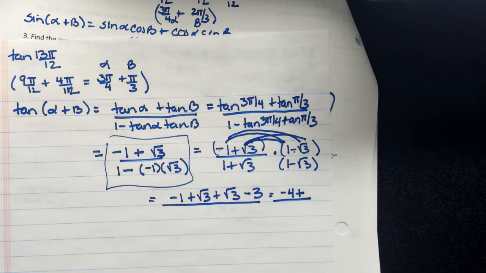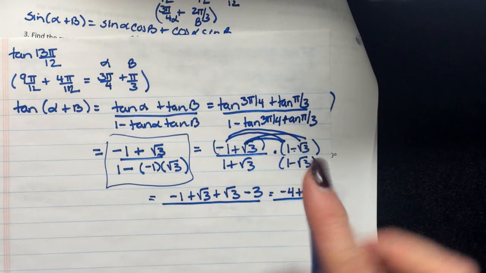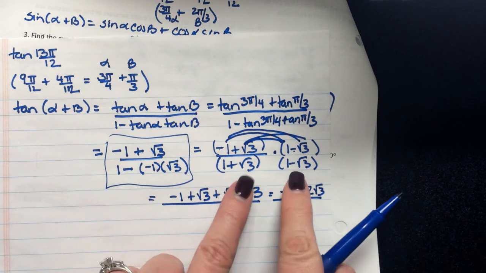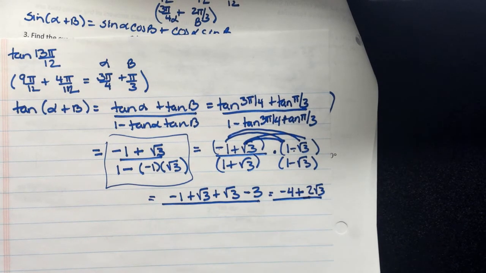Remember how we add square root of 3 plus square root of 3? Just 2 square root 3 over. Now let's look at the bottom. Remember, you're doing conjugates. Do I have to FOIL? Remember the trick with conjugates? It's just the first and the last.